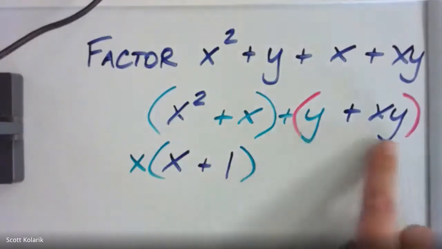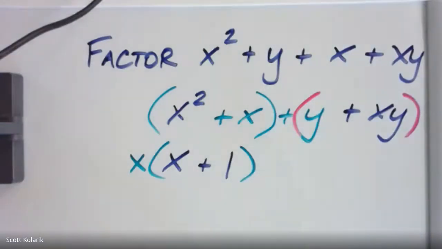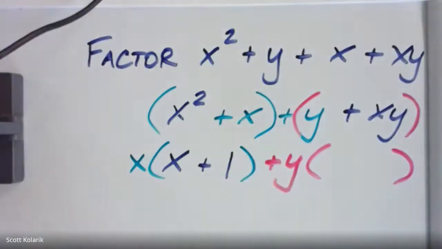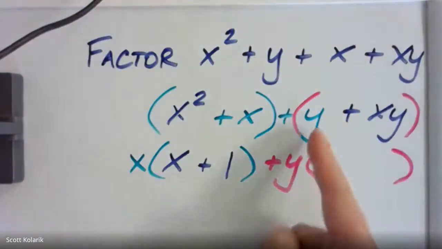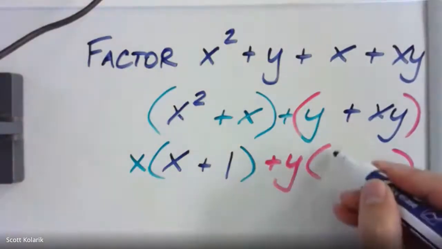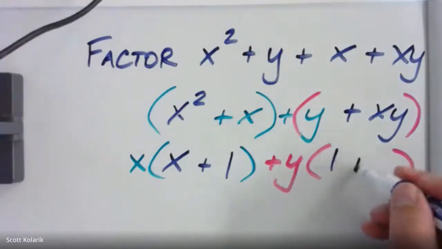And then over here, again, looking for a common term. My common term between these two guys is a positive y. So I'm going to factor out a positive y, and I'm going to be left over with some stuff. Here's that stuff. I'm going to pull this y out with division. So y divided by y, here I'm going to get positive 1. And then this positive xy divided by y is going to give me just a positive x.